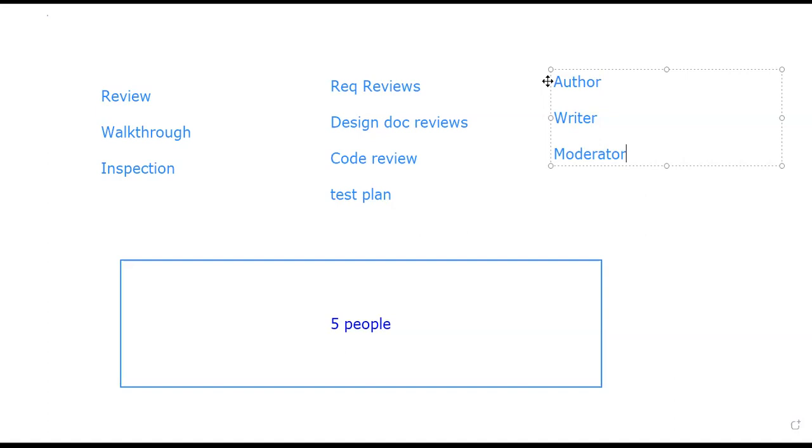Other than this, the team includes developers, testers, test management. These are all formal meetings with scheduled hours of time. So this is some basic understanding of review, walkthrough, and inspection. In the inspection, we have three people involved: author, writer, and moderator. Okay, clear?